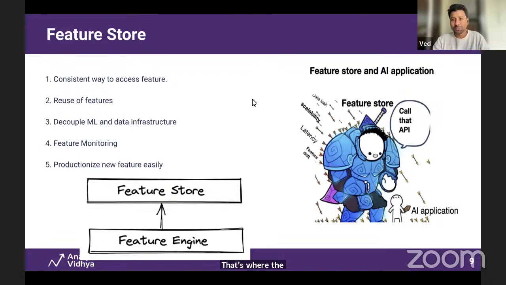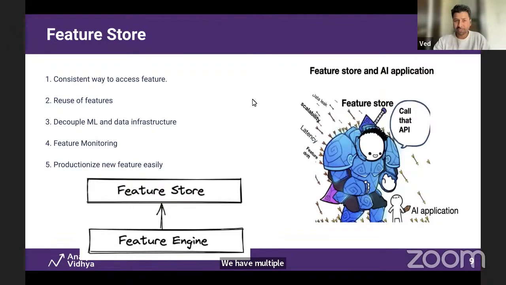Then what is the feature store? Feature store basically, it's a little term. It's a feature storage. You can see in the image that the feature store is solving multiple challenges: latency, feature drift, scalability. So when we talk about feature store, we have multiple advantages using it.